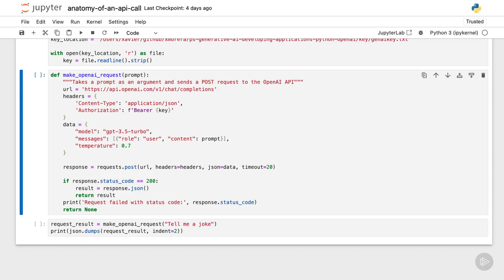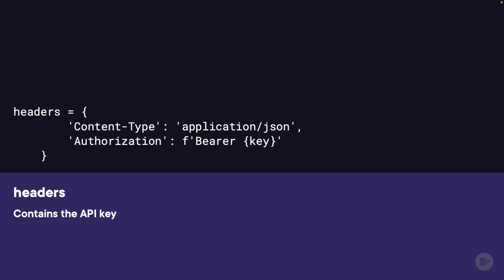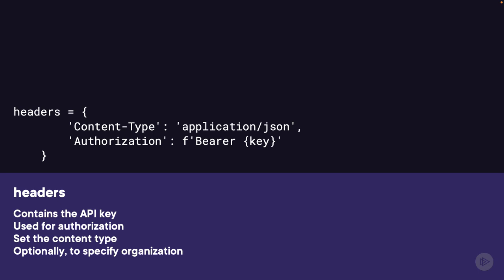Next up, let's focus on the headers. In this case, I have content type and authorization. The headers contain the API key, which is used for authorization, and I also set the content type. Optionally, if you're within an organization, you may need to pass the organization ID in the headers.